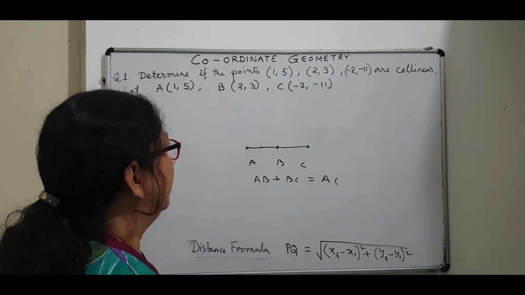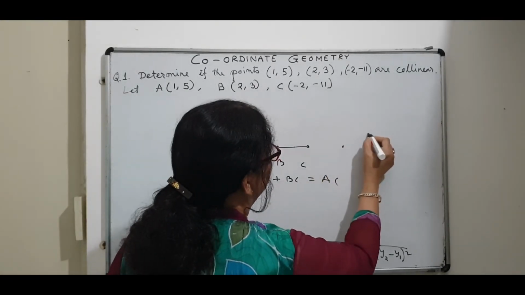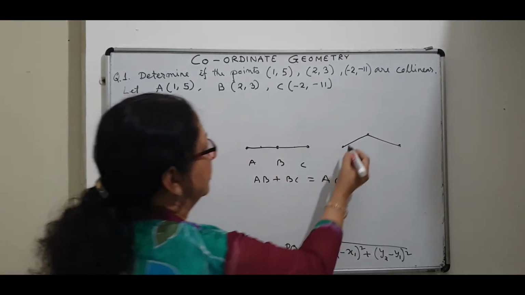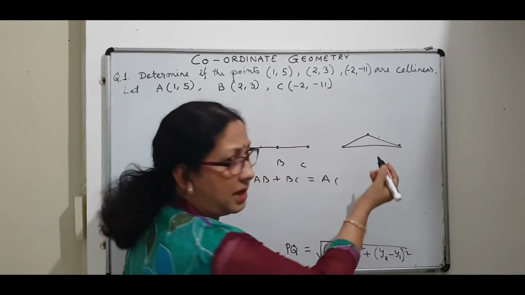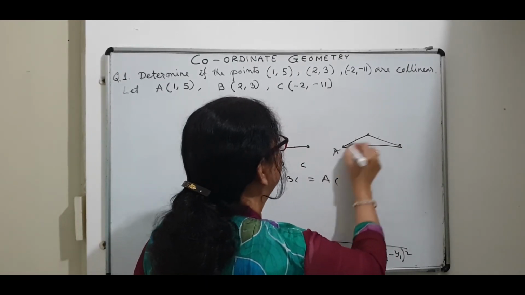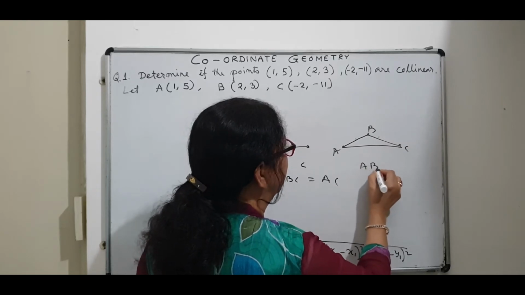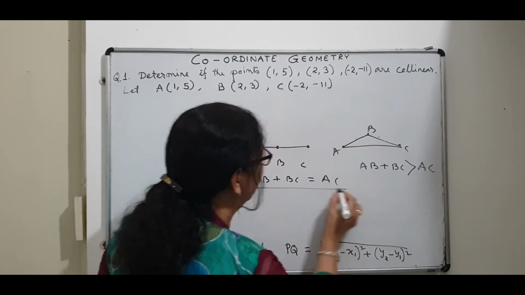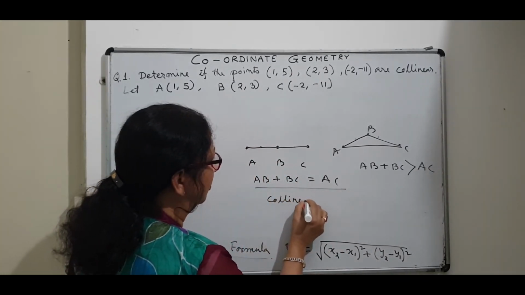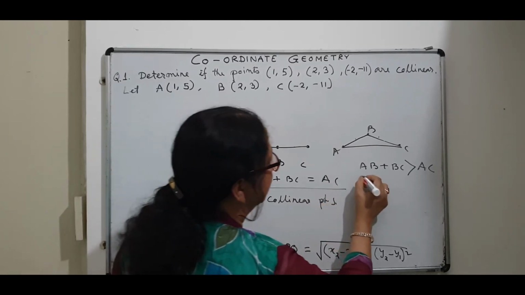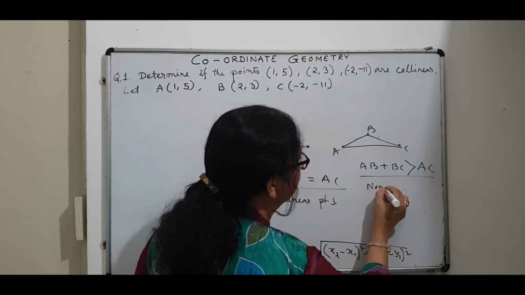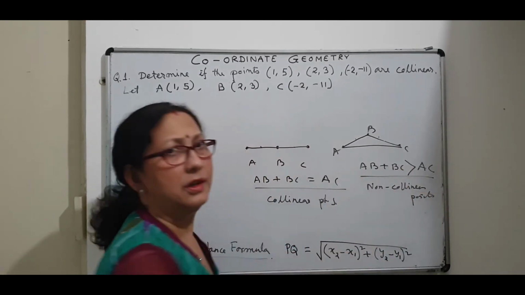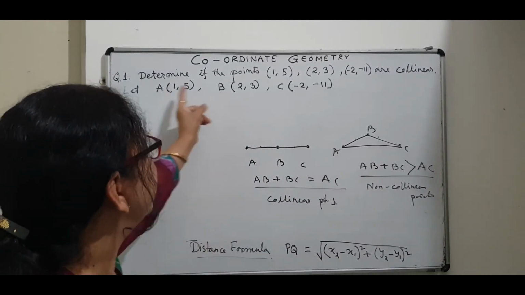They have to be. But if they are not collinear, suppose like this, then the sum of this plus this will always be bigger. As you know, the side inequality of triangle, suppose this is A, B, C, then AB plus BC will be greater than the third side. Okay, so this condition will be fulfilled for collinear points, and this condition will be fulfilled for non-collinear points. Okay, that is the basic idea with which I will be able to determine whether the points are collinear or not.